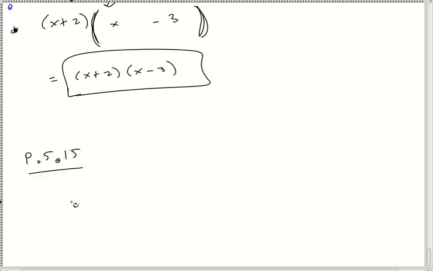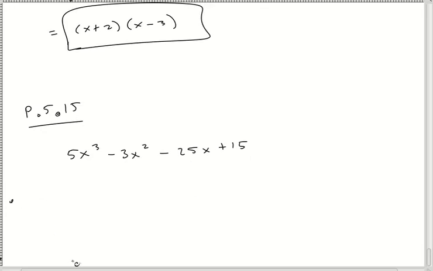Next one. So I've got 5x cubed minus 3x squared minus 25x plus 15. And that 15 does not look good. There you go. Maybe it says factor by grouping? I don't know. Factor by grouping. It is factor by grouping, by the way. I'm going to use these two and these two as my groups.